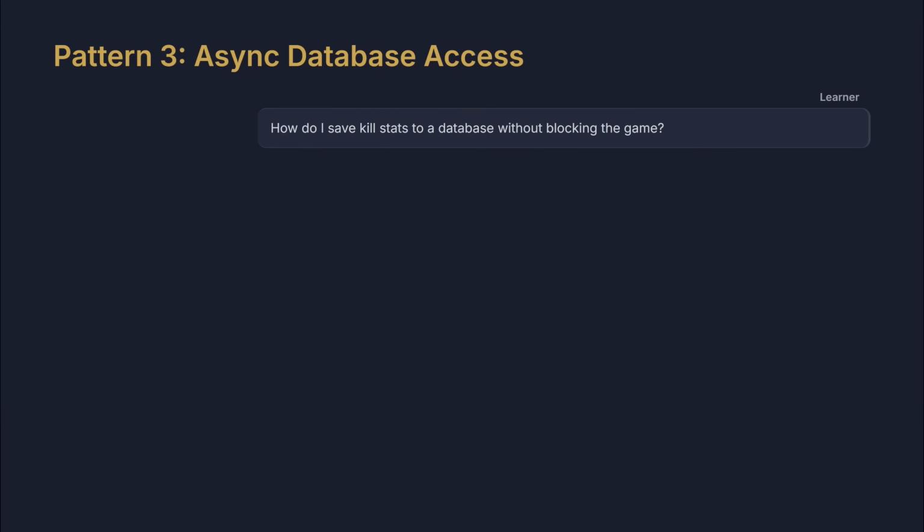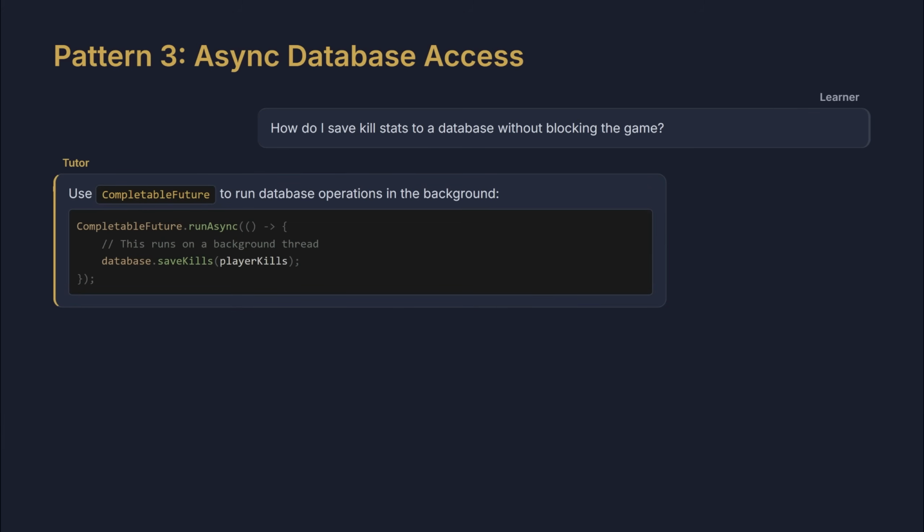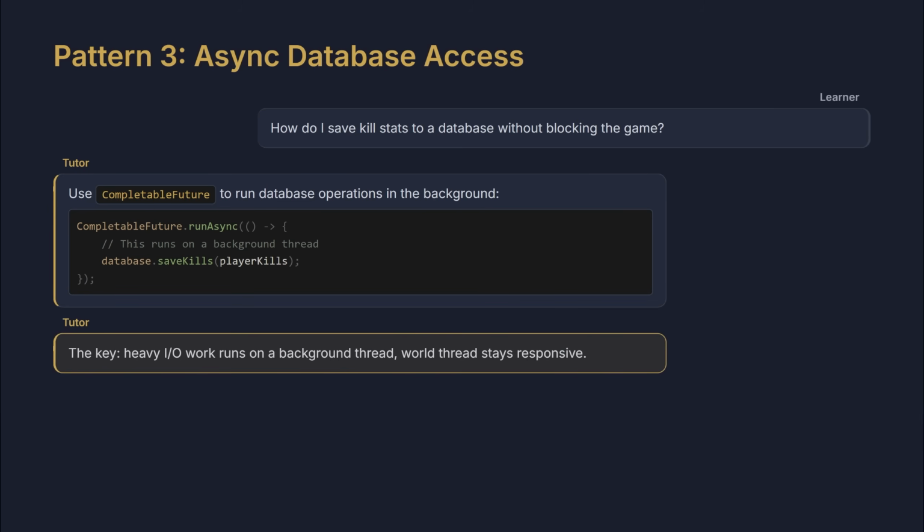So how do I save kill stats to a database without blocking the game? We would use something called CompletableFuture to run database operations in the background. This is asynchronous programming. We call CompletableFuture.runAsync, and inside this lambda we can say, hey, database.saveKills, and this runs on a background thread. The key is to offload heavy input-output operations onto a background thread so the world thread itself stays responsive.